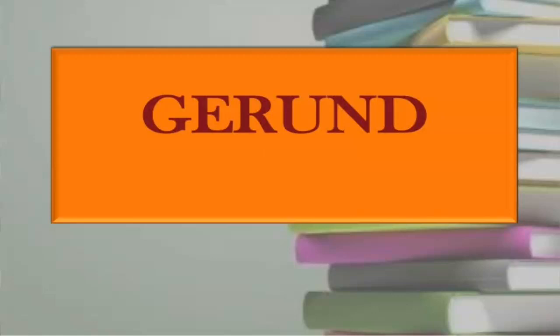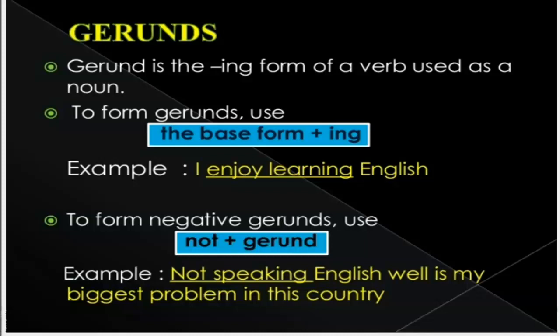Now let us see details of the gerund. What is a gerund? A gerund is the ing form of a verb used as a noun. You can find more about gerunds in the video on transitive and intransitive verbs. You can watch that, students. Now, a gerund is the ing form of the verb. I take the base form of the verb and add ing to that. That makes the gerund. I enjoy learning English. We see here learn is the base form of the verb and I'm adding ing to that.